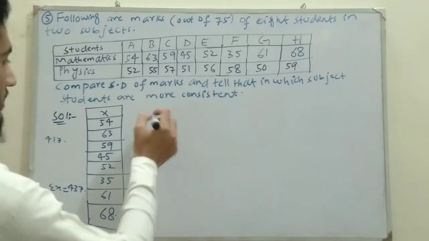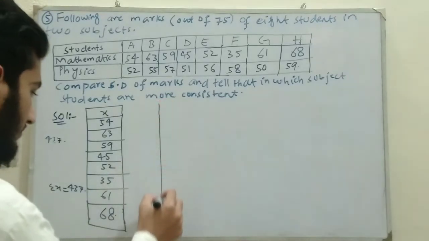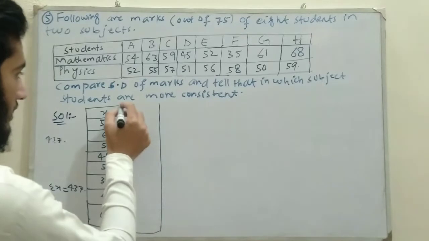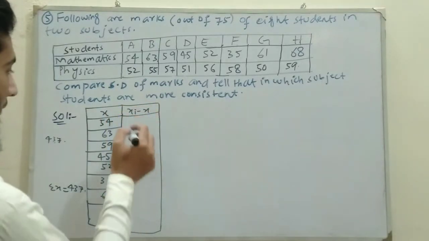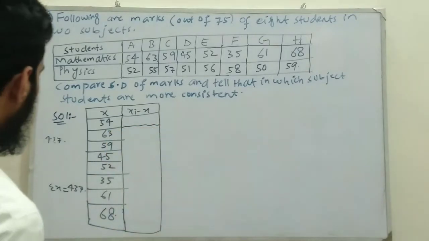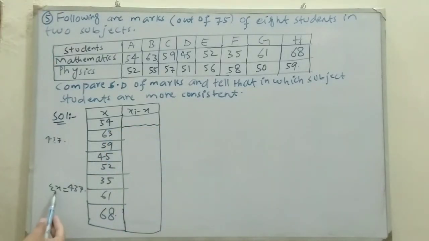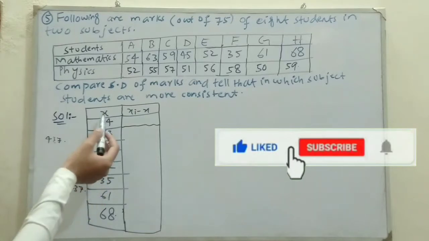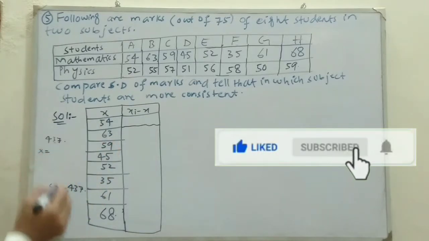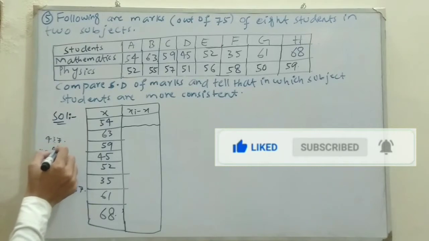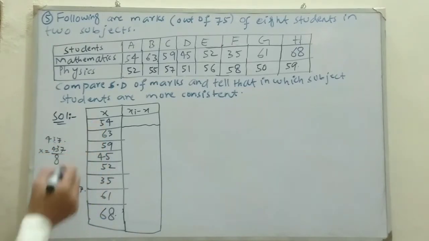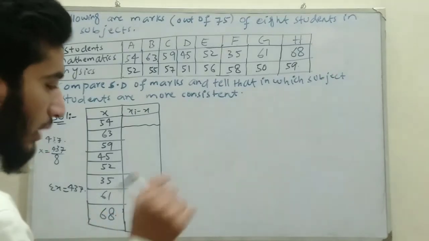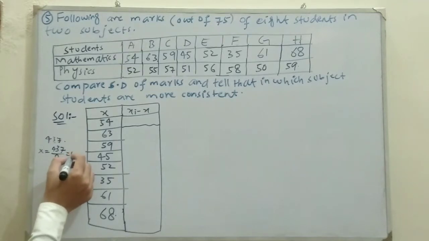Now we are going to find xi minus x. So here xi minus x. Now this is actually the summation of x. First we are going to find the mean x. So the x will be the total sum 437 divided by the total number, which is 1, 2, 3, 4, 5, 6, 7 and 8. So 8. So 437 divided by 8 gives us 54.6. By rounding up it will give us a value 55.